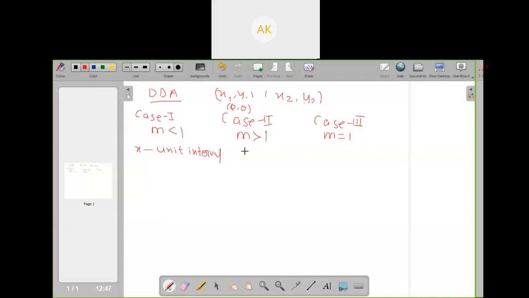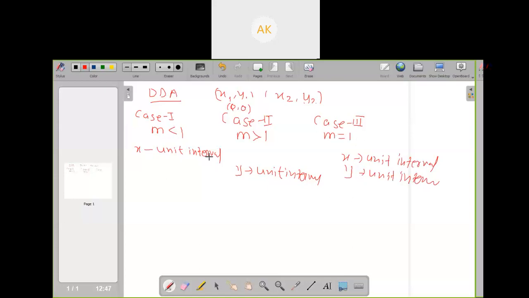In case 2, if m is greater than 1, then y moves in unit interval, and you find the corresponding x value: y moves 0, 1, 2, 3, 4, 5 up to the end point, and correspondingly you find x. In case 3, where m equals 1, x moves in unit interval and y also moves in unit interval, meaning both coordinates move in unit interval when m equals 1.